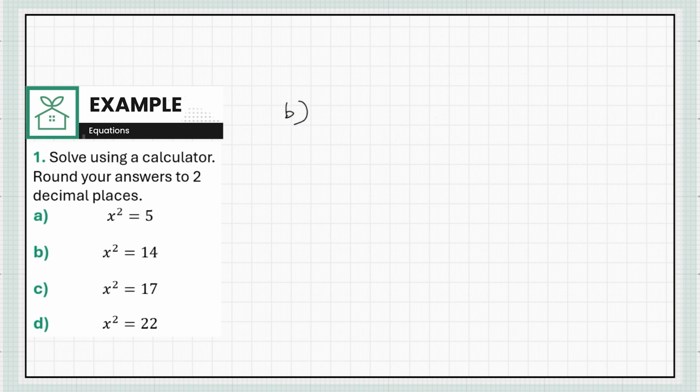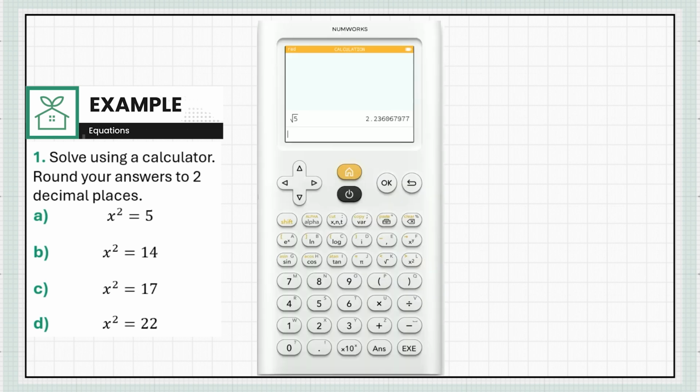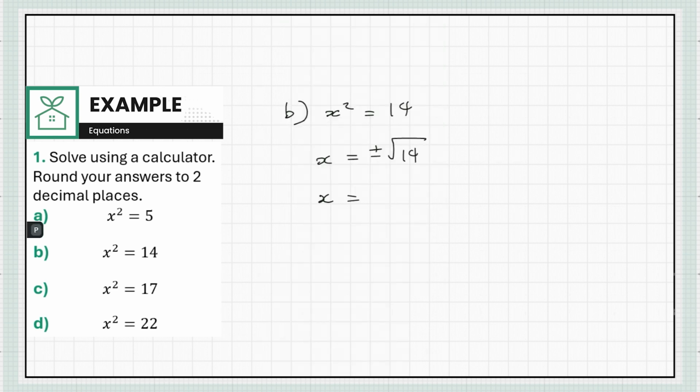Okay, looking at B, we have x squared is equal to 14. That means x is going to be equal to plus or minus the square root of 14. So x is equal to square root of 14, hit execute, and we get 3.741.